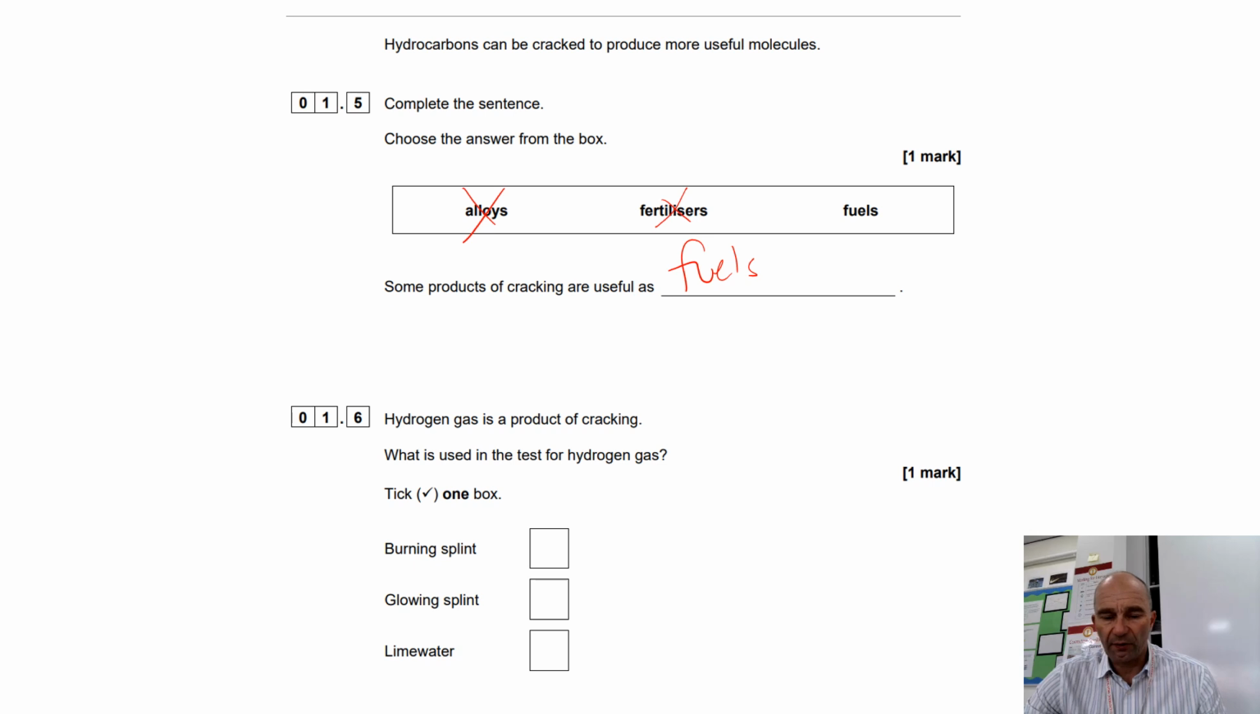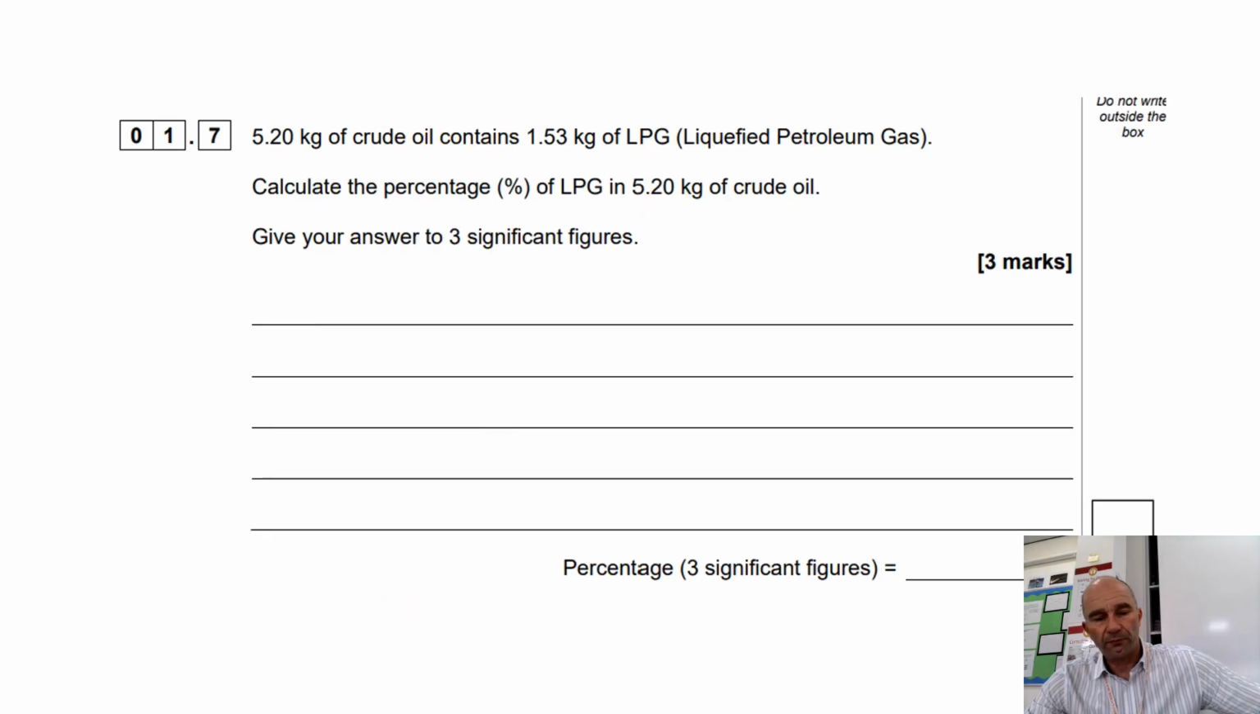1.6, hydrogen gas is a product of cracking. What is used in the test for hydrogen gas? Now, you can get rid of some of these straight away. Lime water, that's our test for carbon dioxide. Relighting a glowing splint is our test for oxygen. The burning splint, this is our squeaky pop test. So remember, the actual test itself isn't a squeaky pop, it's actually using a burning splint to try and light the gas. So that one can catch people out sometimes.